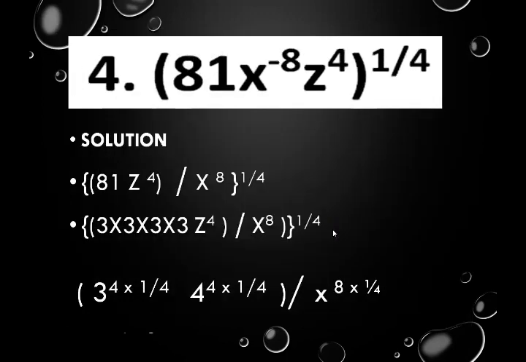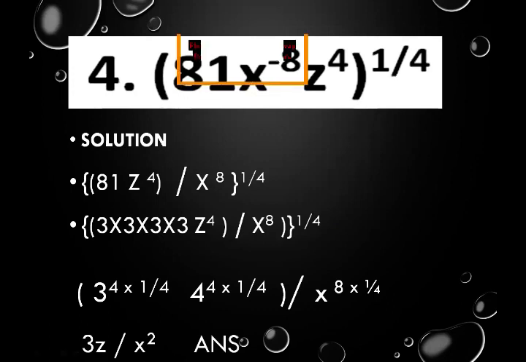Next question from the same exercise, question number 4: (81 x to the power minus 8 z to the power 4) the whole to the power 1 over 4. How many factors are inside the parenthesis? You can see there is 81 as the coefficient, x to the power minus 8 and z to the power 4. So 3 factors multiply inside the parenthesis, and the overall exponent is 1 over 4. This is question number 4 from exercise 2.7, page number 45.